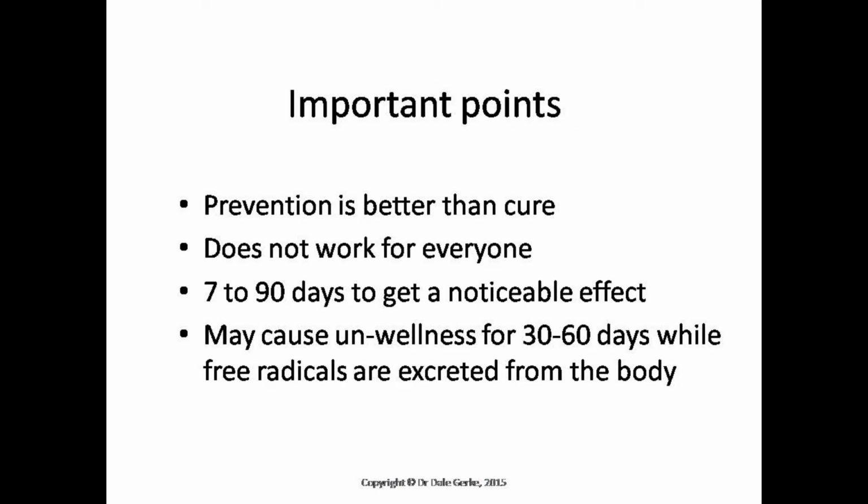It normally takes 7 to 90 days to get a noticeable effect when you supplement with antioxidants, and you may feel a little unwell in the first 30 to 60 days while free radicals are being excreted from the body. Now, why is that so? Well, when you supplement with antioxidants, they attack the free radicals that are in your body, and the free radicals are deposited in the bloodstream.